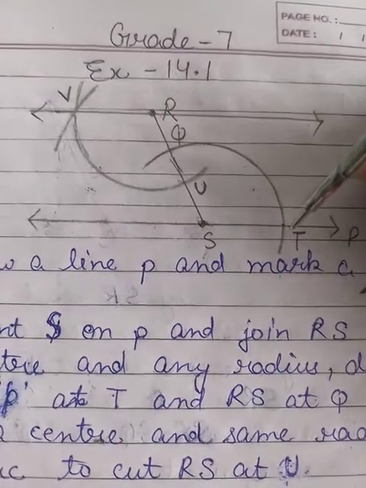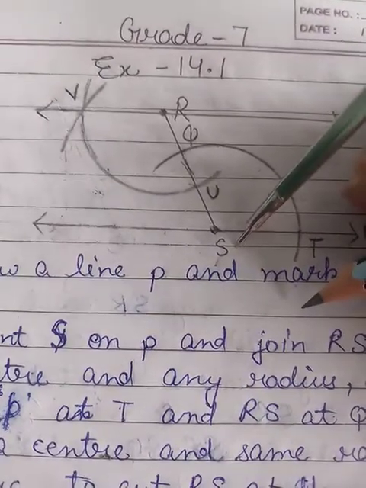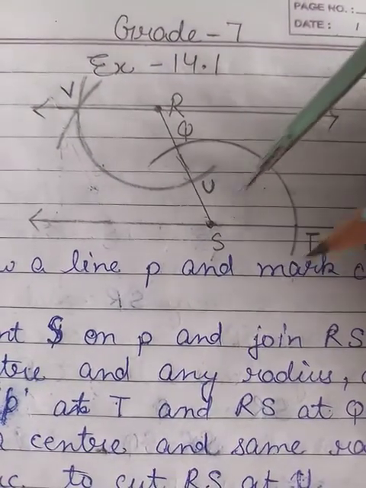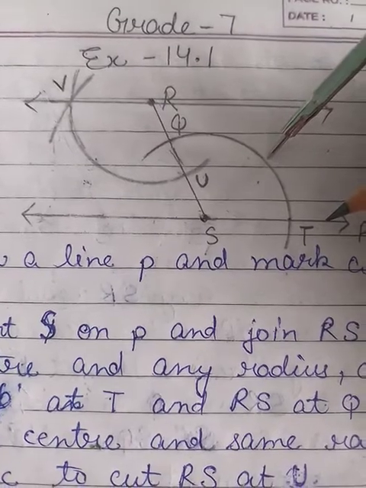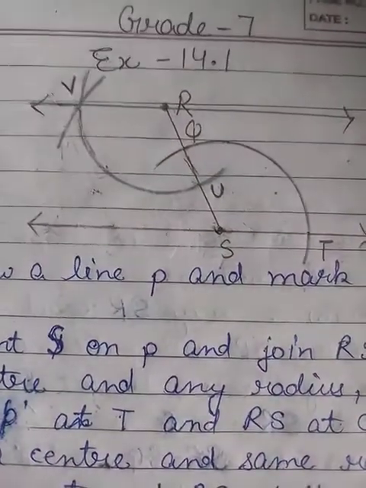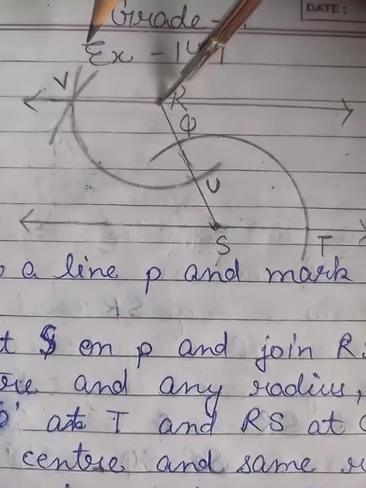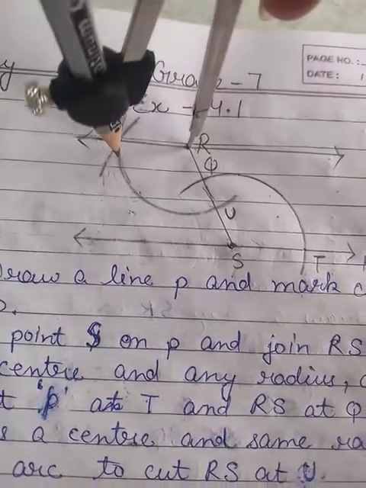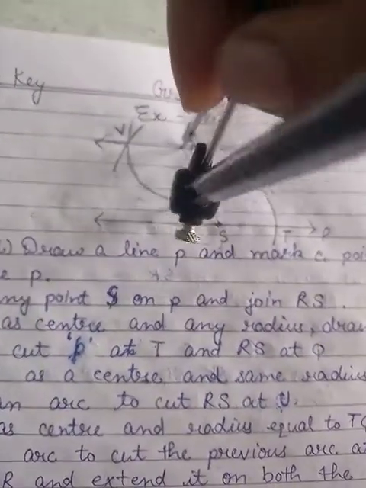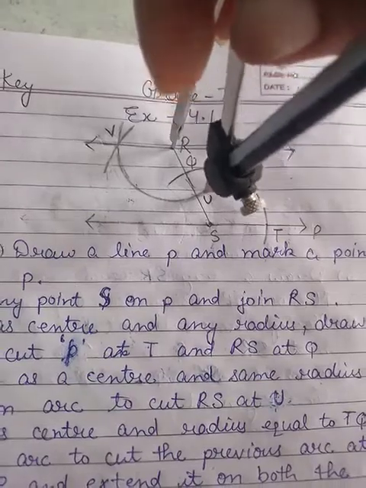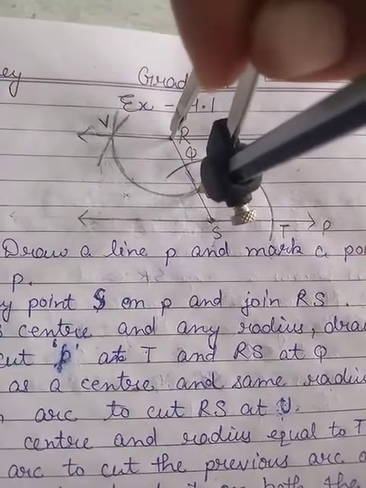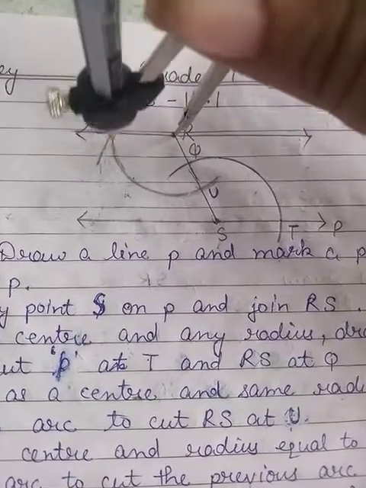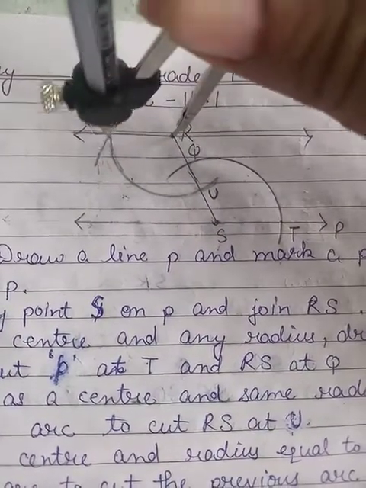The same steps which we followed from point S, we need to follow from point R, by taking the same radius which we took at the start. Now we will put the needle of the compass on point R and mark an arc like this. This will also intersect R and S at a particular point. Here we haven't drawn the line firstly, we will just mark it.